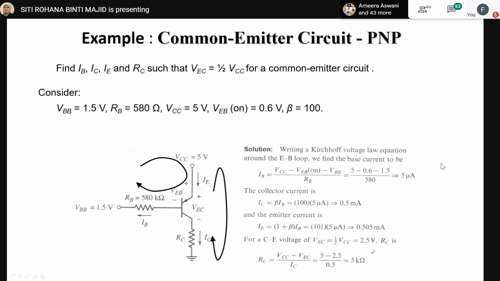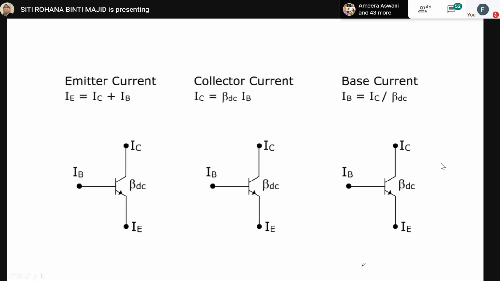This is an NPN BJT because the arrow is out of the circle. Okay, going up. Yes, I play with the construction of the BJT, because I don't want you to stick to one. Don't be loyal in this part, with the NPN or PNP.